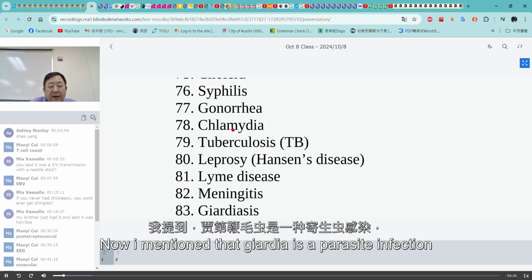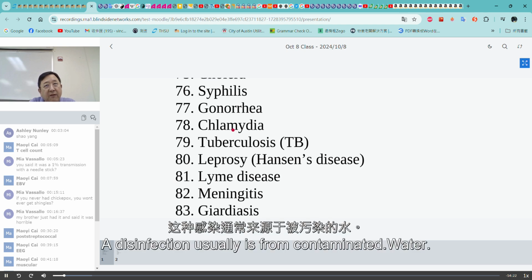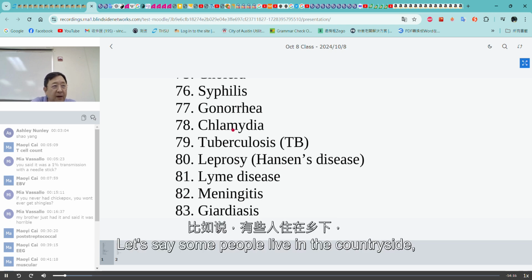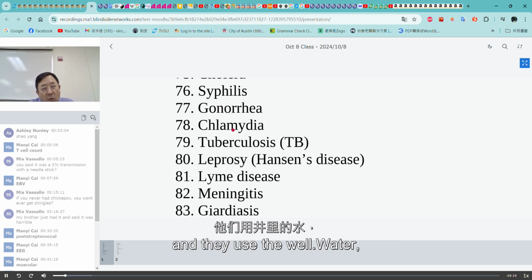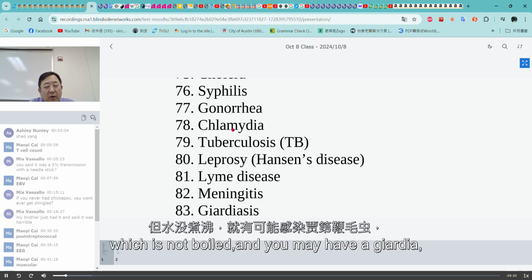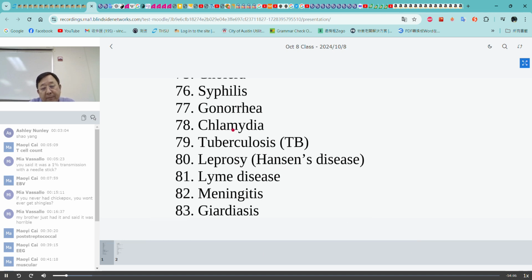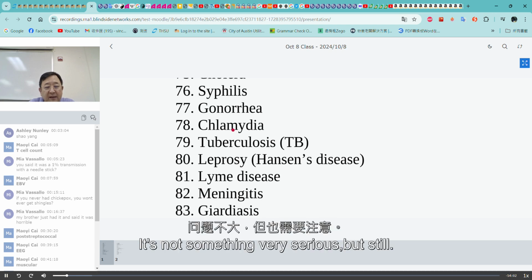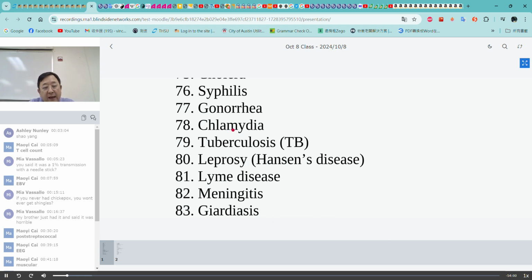Now, I mentioned that Giardia is a parasite infection. This infection usually is from contaminated water. Okay, so drinking contaminated water. Let's say some people live in the countryside, and they use the well water, they dig a well, and they use this water, which is not boiled, and then you may have a Giardia. And it causes diarrhea. Okay, and most of the time it's self-limiting. It's not something very serious, but still.